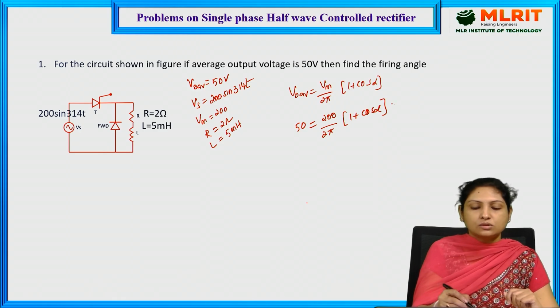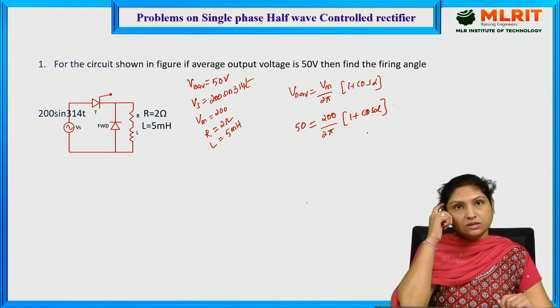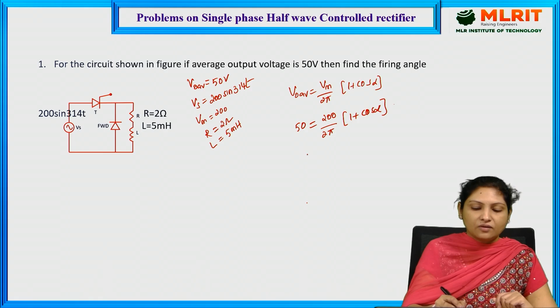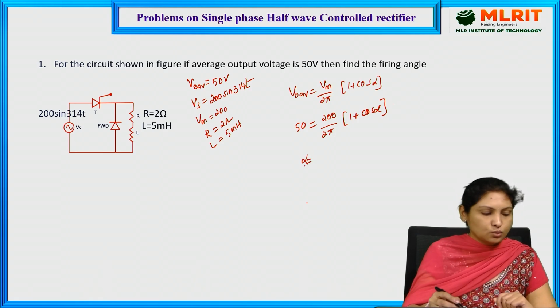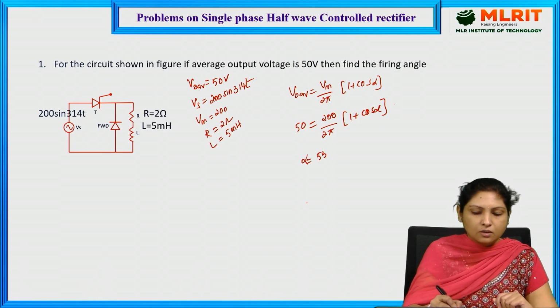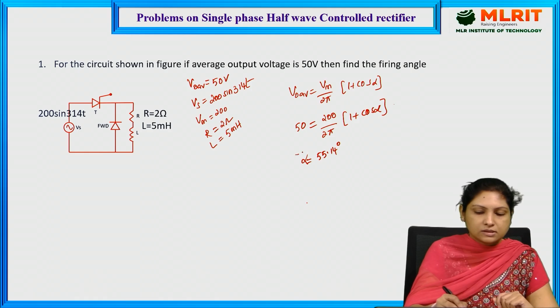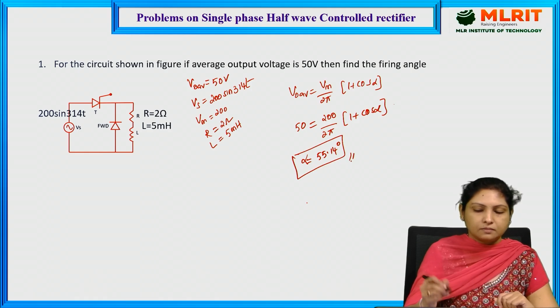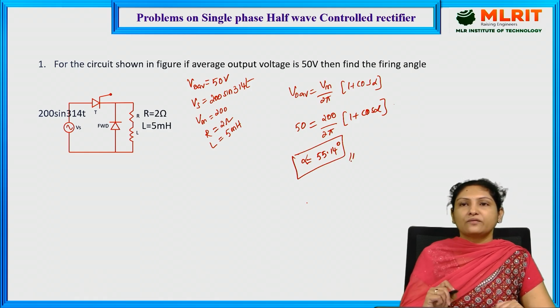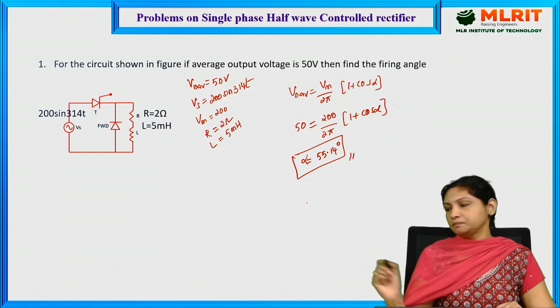If you solve this and obtain the value of alpha, alpha will be equal to 55.14 degrees. This is how we can find out the value of alpha.